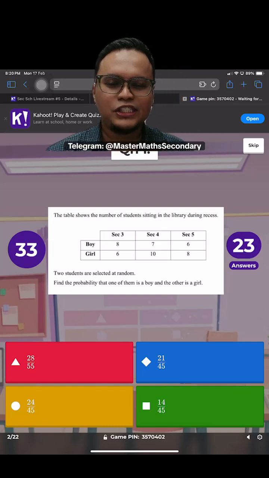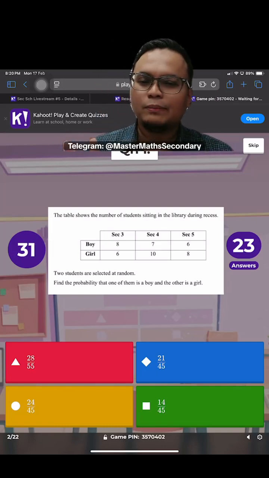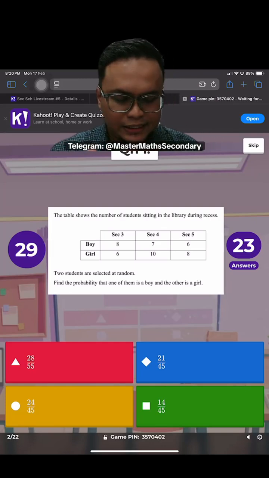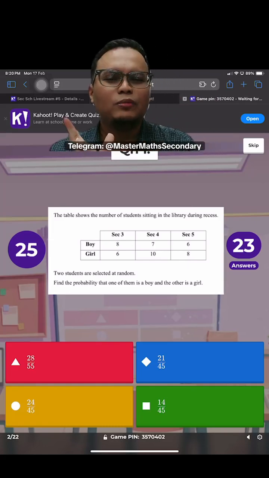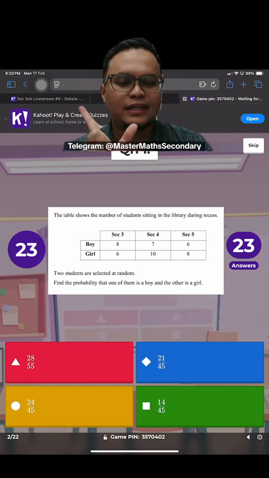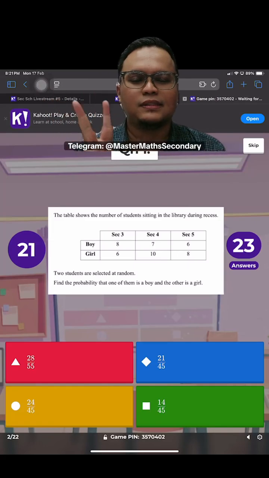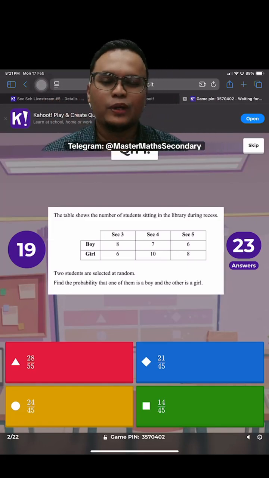As I was saying just now, do consider other possible cases as well. It's not just first boy, second girl. You must also consider another case. There are actually 2 possible cases here to get one boy and one girl.